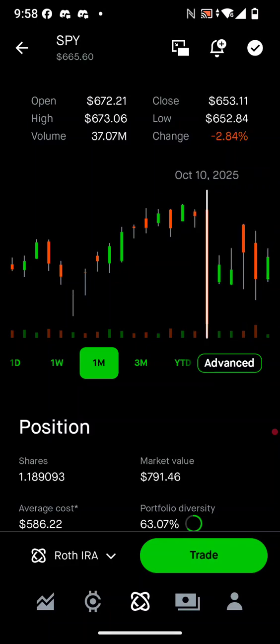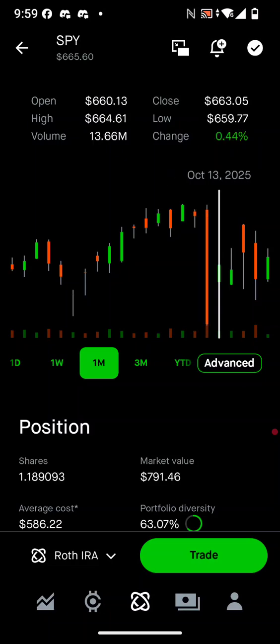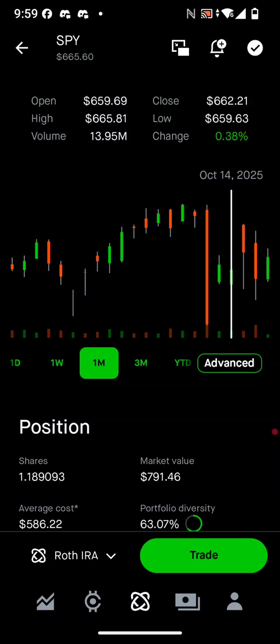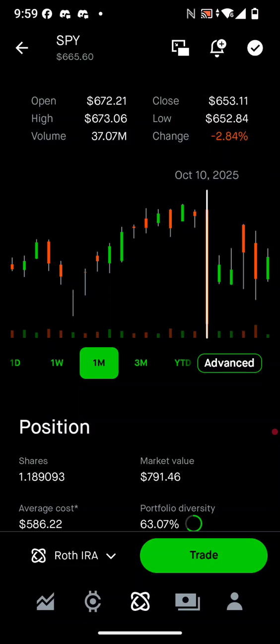Now we want to note that at 673.06 we got big boy sellers, and at 652.84 we got big boy buyers. That tells me a story. Inside this big candle is a range, and these candles are a smaller consolidation of this larger range. So if I can understand that, I want to see what's going to happen when it hits those levels.